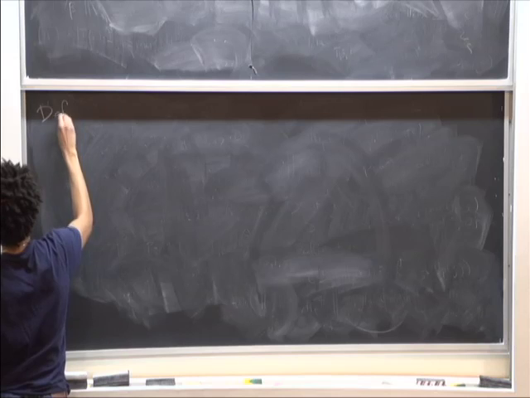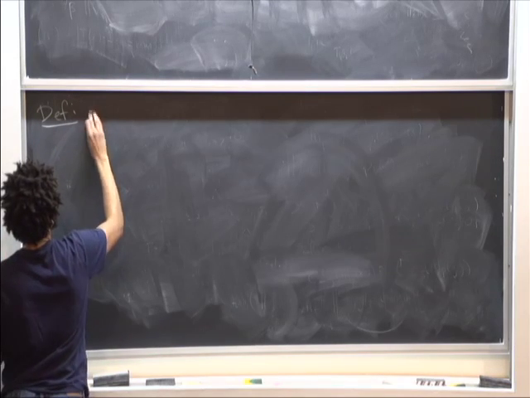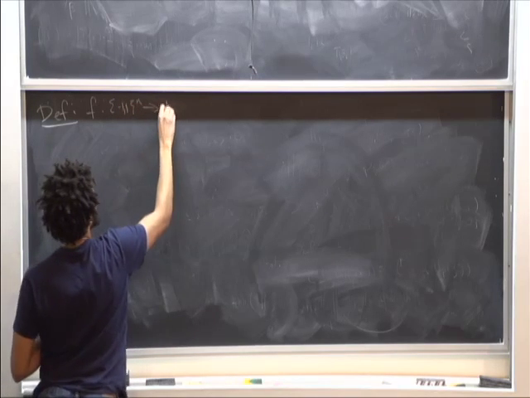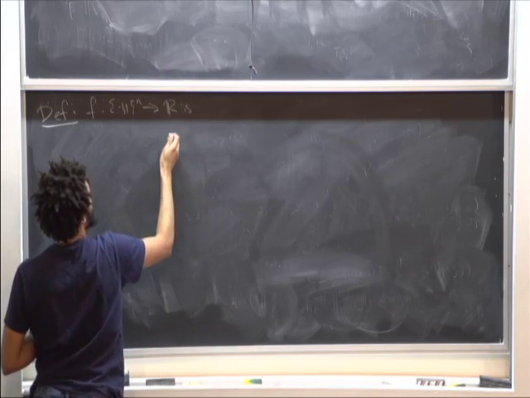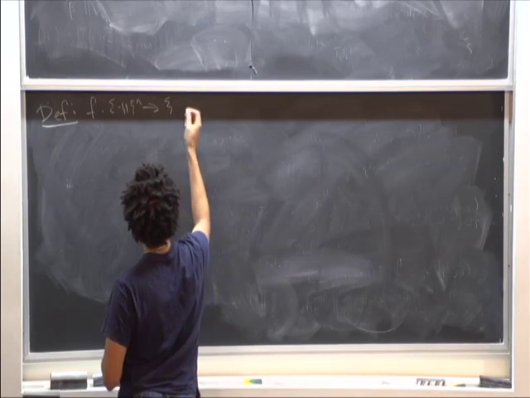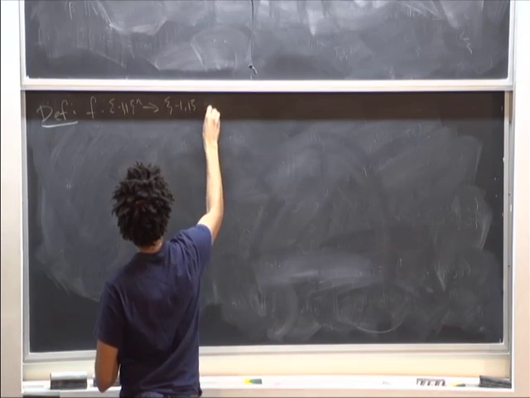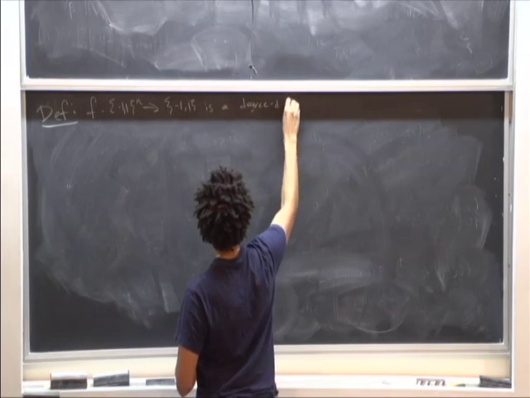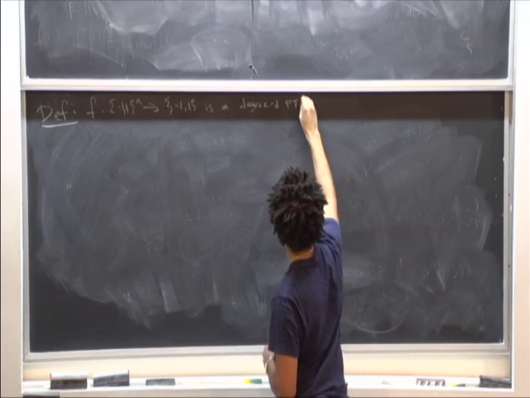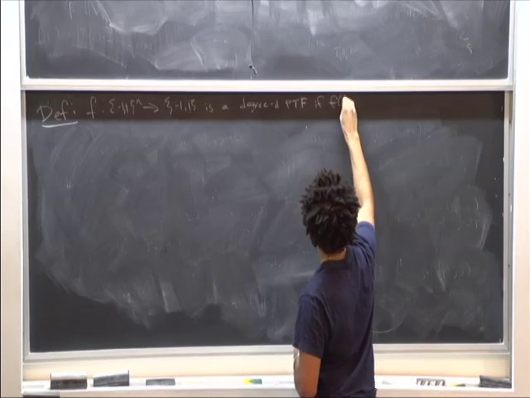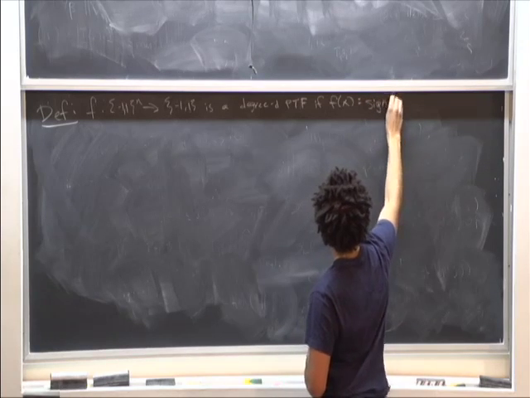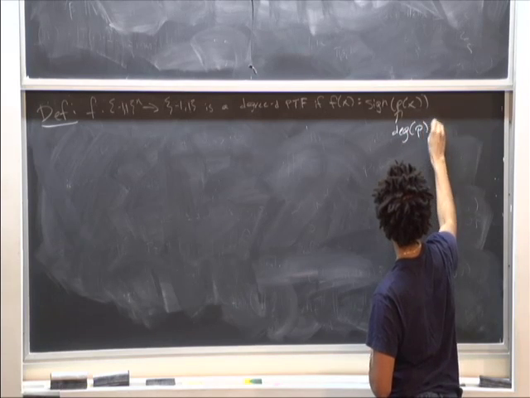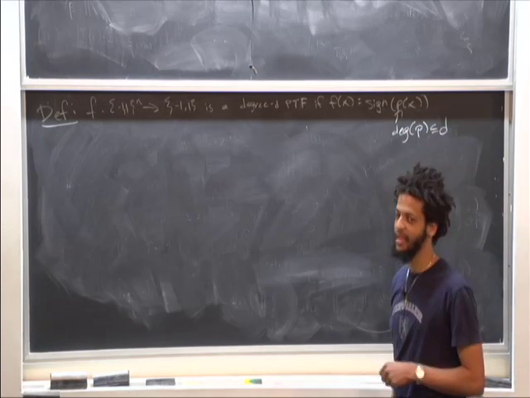So the definition is that f, say, from {-1, 1}^n to {-1, 1}, is a degree d PTF. This is polynomial threshold function. If f of x is equal to the sign of p of x, where the degree of p is at most d. Okay.